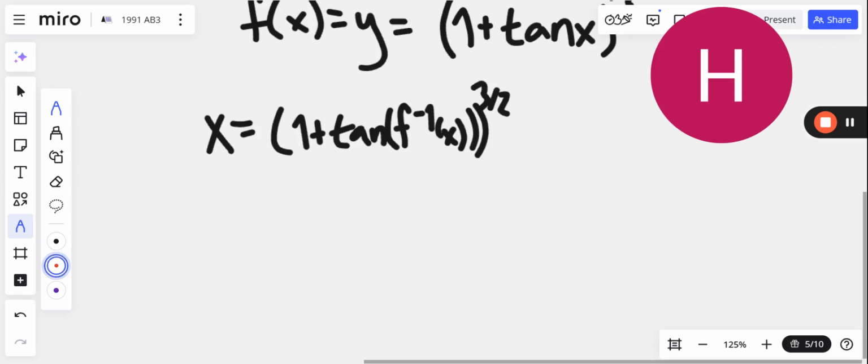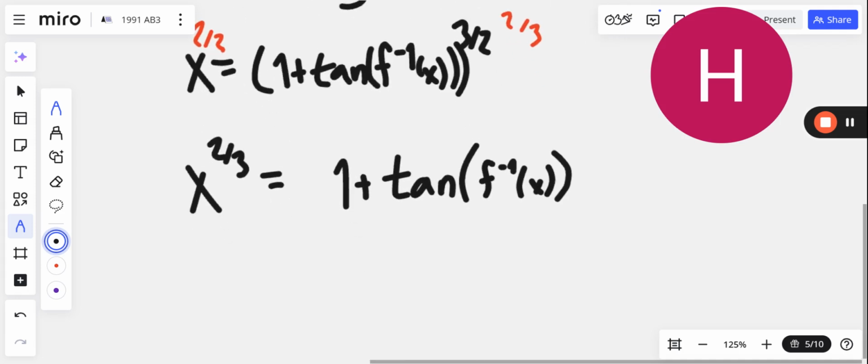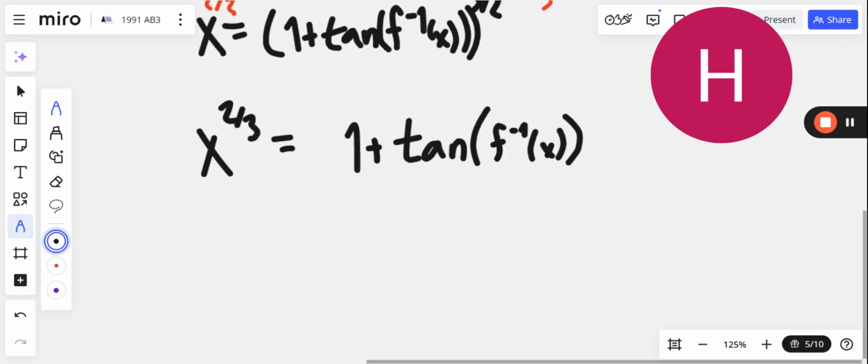So how do we unwind this? This is like a big knot. We have to unwind it layer by layer. So first we're going to do everything to the 2/3 power, and do this to the 2/3 power. So now we have x to the 2/3 power is 1 plus tangent of the inverse. I'll keep writing it just because I'm stubborn, but you can totally have it as a y or some other variable at this point.